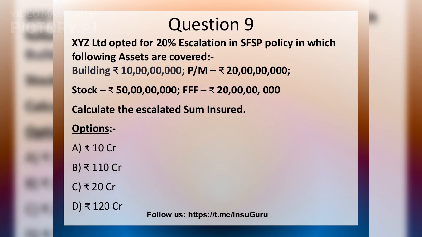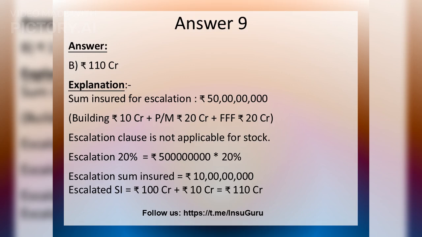XYZ Limited opted for 20% escalation in SFSP policy, in which following assets are covered: building 100 million rupees, PM, 200 million rupees, stock, 500 million rupees, triple times F, Rs 20,00,000. Calculate the escalated sum insured. The answer is B, rupee 110C.